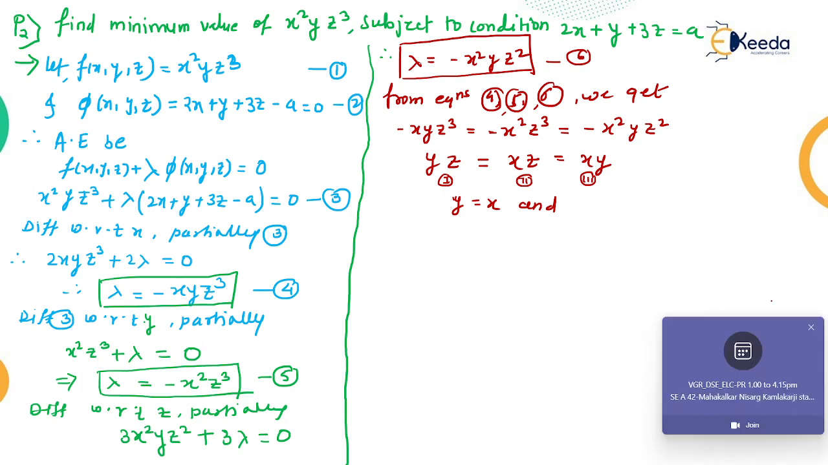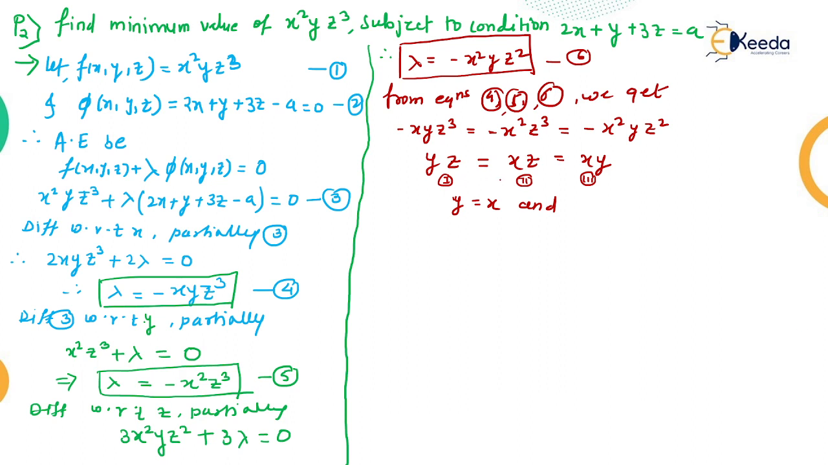Now you have to find the value of z in terms of y, which means equating the first and third. What we get here is z is equal to y. And you observe here, y is equal to x and z is equal to y, which means x is equal to y is equal to z.